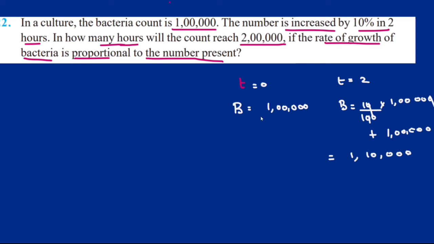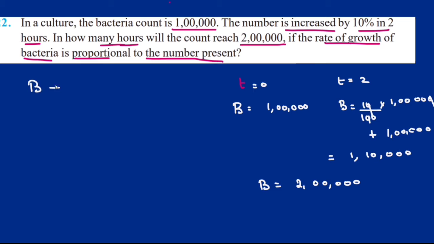So when T is 0, the bacteria count is 1 lakh. When T is 2, the bacteria count is 1 lakh 10,000. So when the count is 2 lakhs, how many hours will it take? That's the question. How many hours will it take to reach the count 2 lakhs? And what is the condition given? The rate of growth of bacteria.